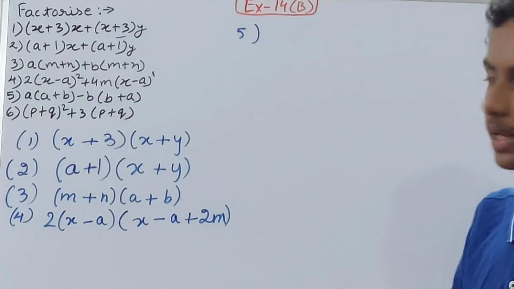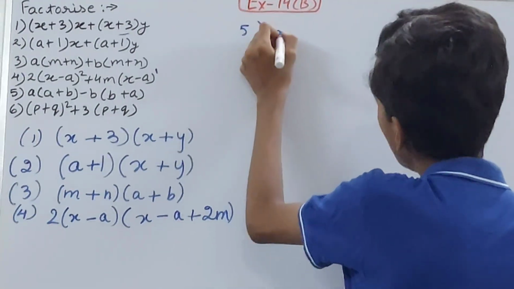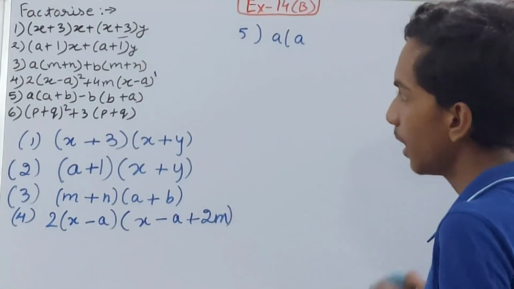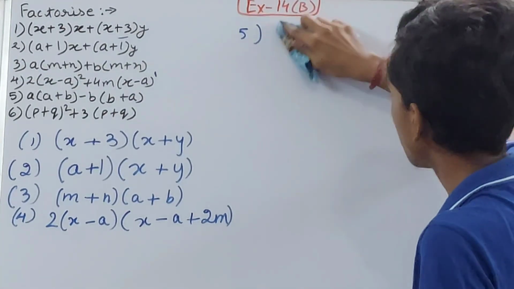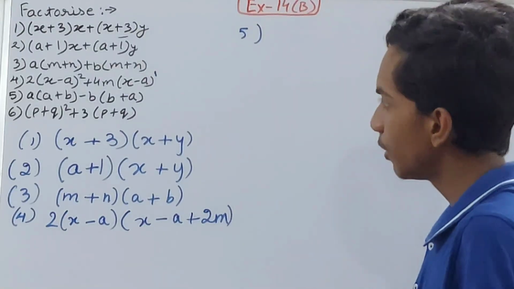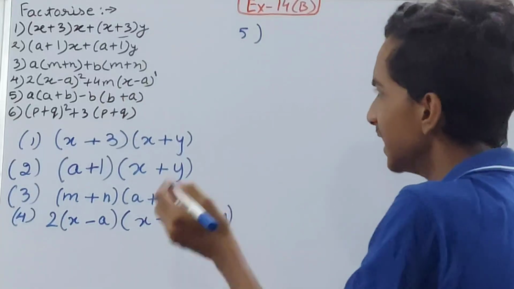Now the fifth part here, let's see what is there in the fifth part. Okay, so in the fifth one you have a into (a + b) and minus b into (b + a). So I will write the question. See, you have a into (a + b) and minus b, so a plus b and b plus a. Is it the same thing?